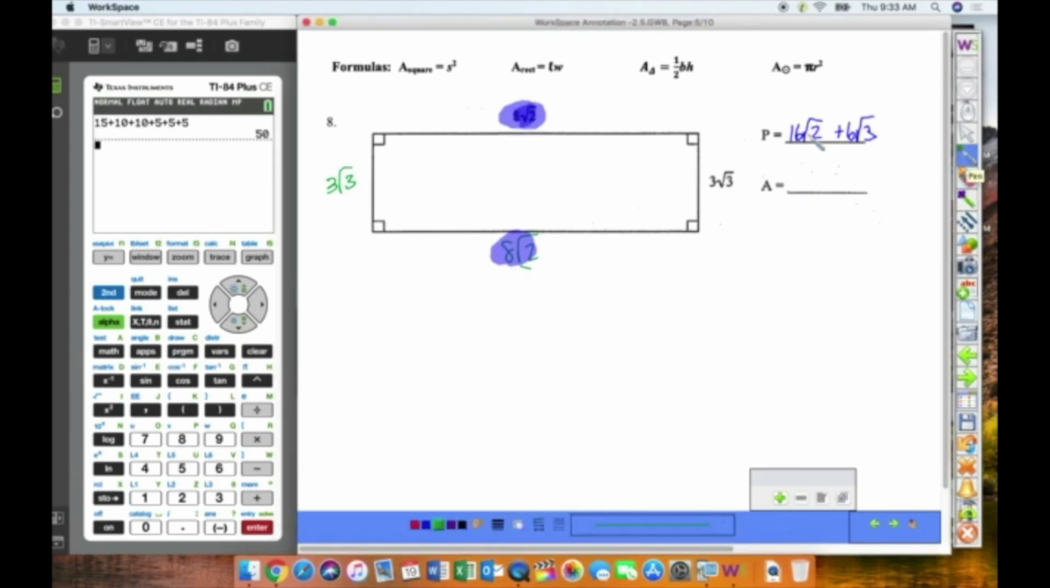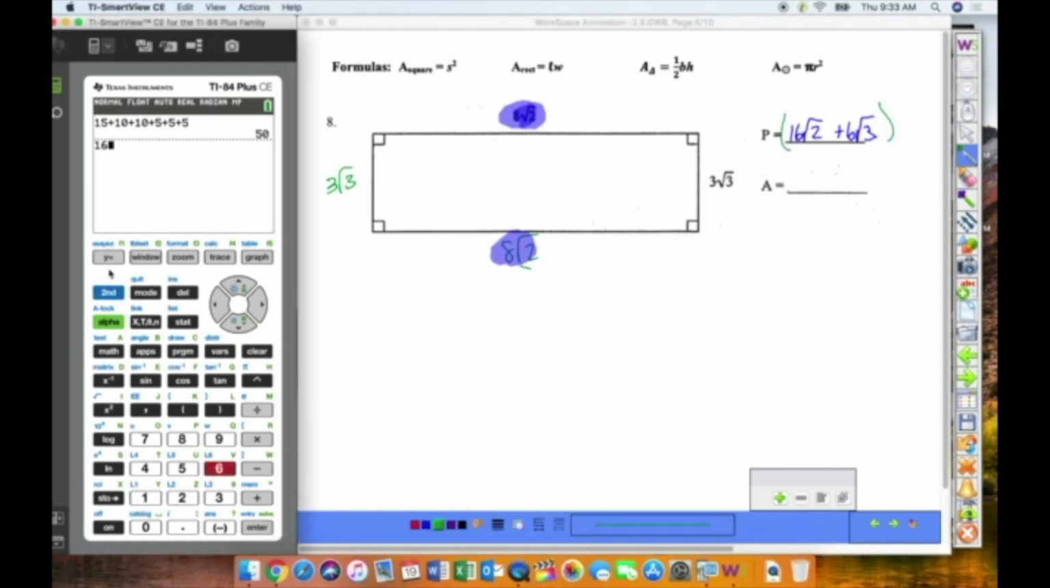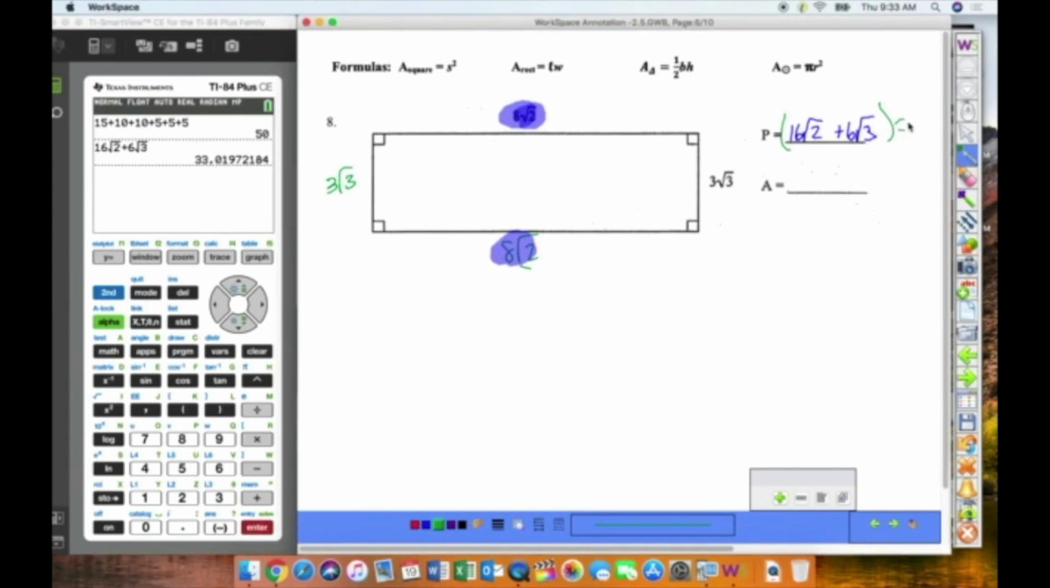And then I want to approximate that. So 16 square roots of 2, get out of that radical, either close your parentheses or hit the right arrow key, depending on what kind of calculator I have, plus 6 square roots of 3. And round that to the nearest tenth. That's going to be about 33.0. Remember, we do use the 0, don't discriminate against 0. He's a number just like everybody else. And the label on that, since they don't give me one, is going to be units.